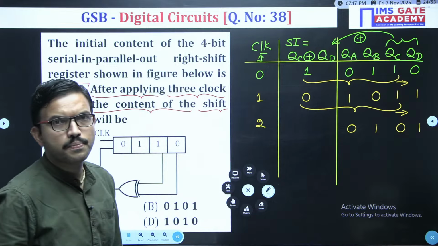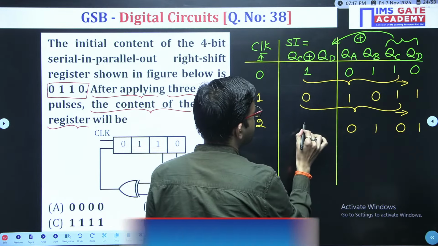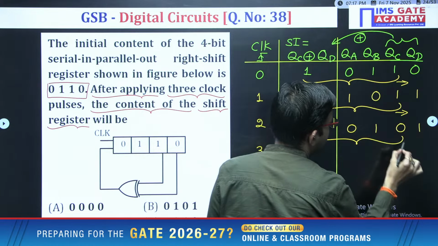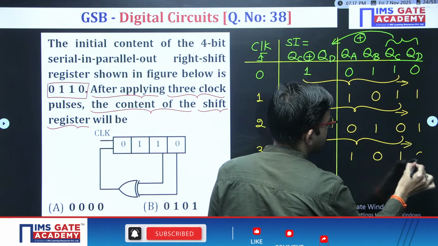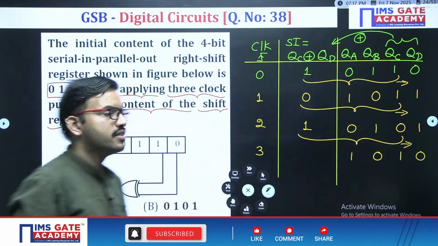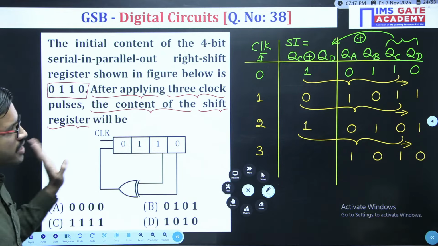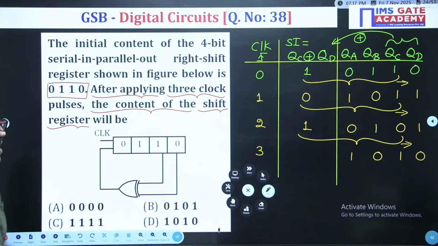0 1 0, right? Now in this case, 0 XOR 1 is what? 1. Now the third positive clock pulse we are applying, and you are getting 1 0 1 0, right? Now the question is, after applying 3 clock pulses, or after the third positive edge or negative edge, whatever, the final state we are getting is 1 0 1 0.